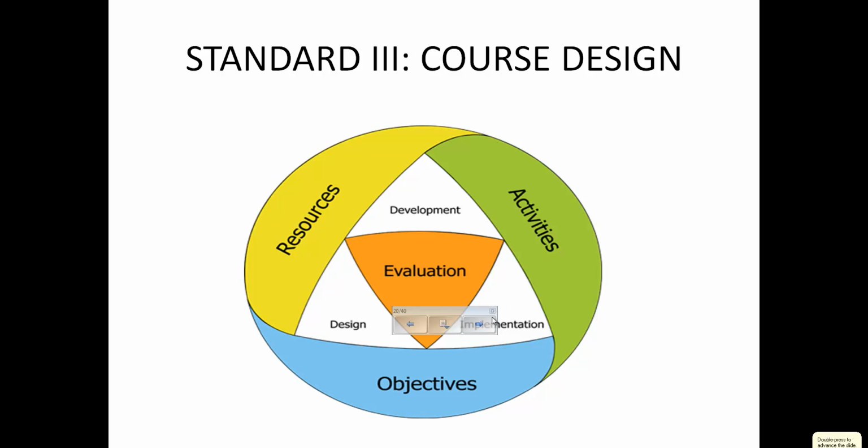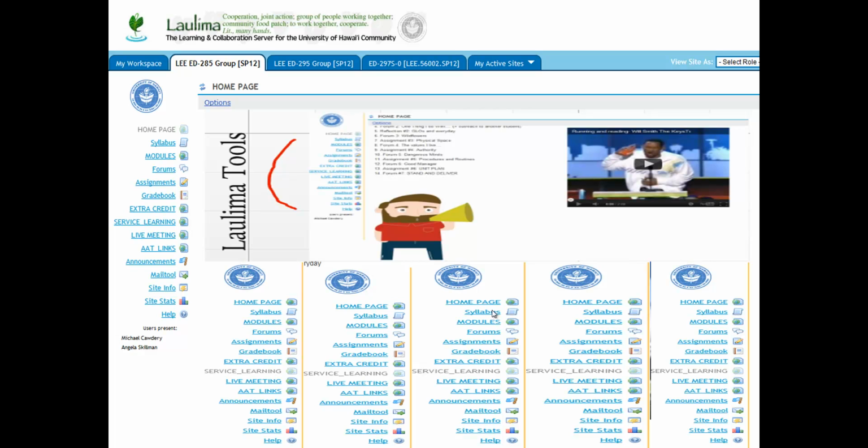So for question number 3, I'm going to address the standard of course design. I'm going to describe my course design for structure and navigation and include issues of accessibility. Generally speaking, the course is designed within the Laulima format, in which on the left-hand side I have my general Laulima tools, starting with a home page, syllabus, modules where the general content of the course is located.